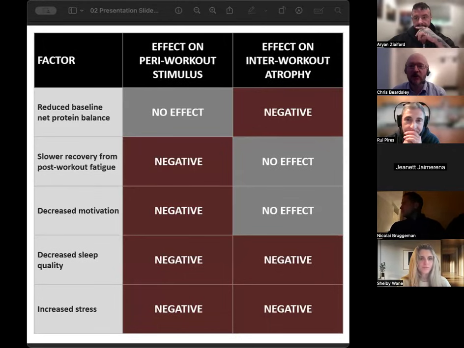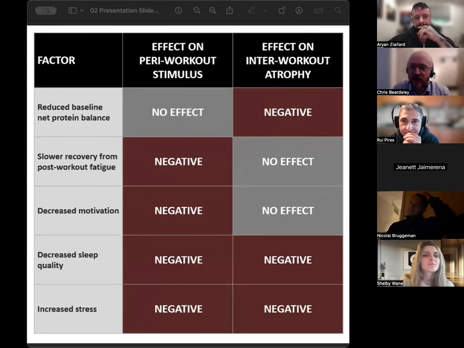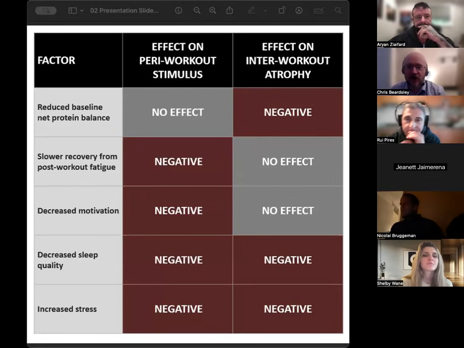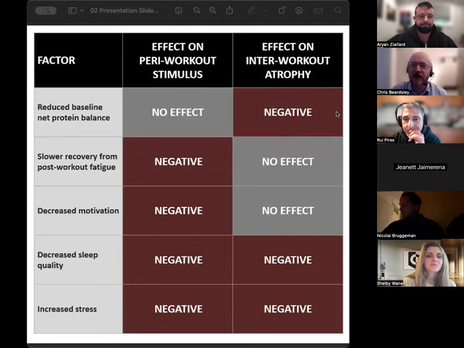And obviously, what we want to do is look at whether, or how, caloric restriction can create problems for us, both in terms of the hypertrophy stimulus we're creating and also in terms of the atrophy that we are experiencing between workouts. So each of these five areas can be analyzed to see whether it creates a problem for the workout itself, and the period of time between workouts. So hopefully that's a clear presentation of what this is trying to do.